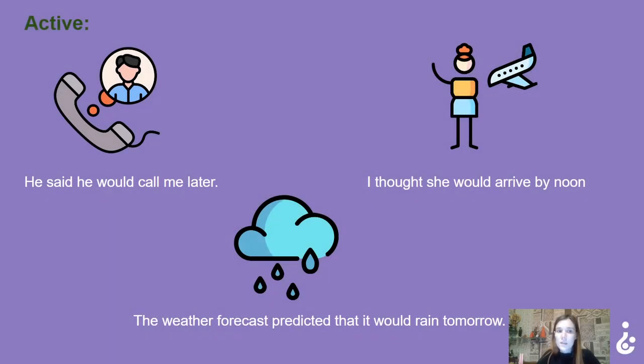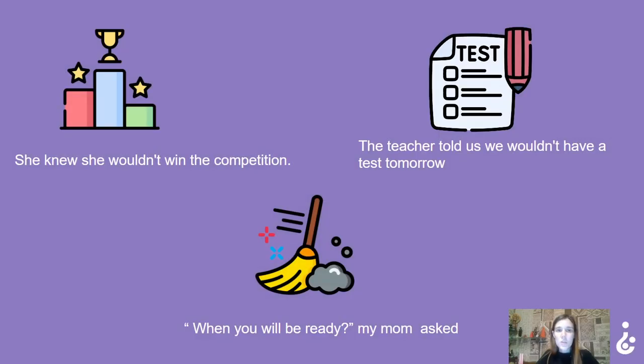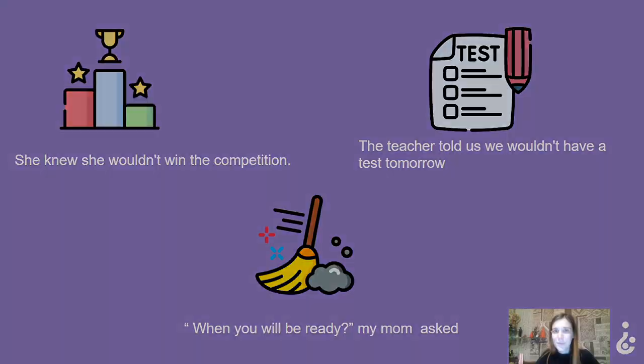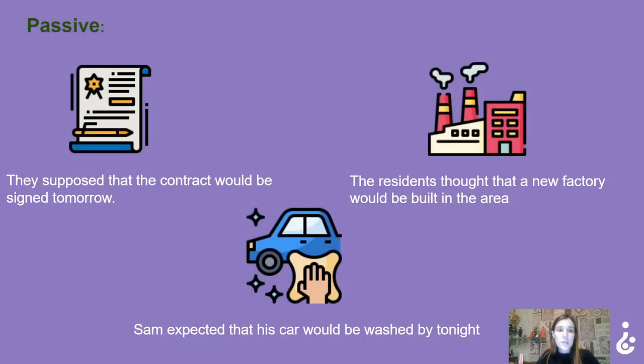Active. He said he would call me later. I thought she would arrive by noon. The weather forecast predicted that it would rain tomorrow. She knew she wouldn't win the competition. The teacher told us we wouldn't have a test tomorrow. When will you be ready? My mom asked. For passive, they supposed that the contract would be signed tomorrow. The residents thought that a new factory would be built in the area. Sam expected that his car would be washed by tonight.